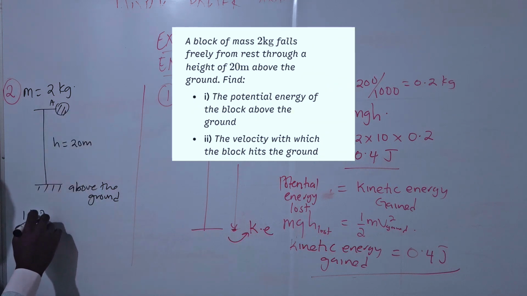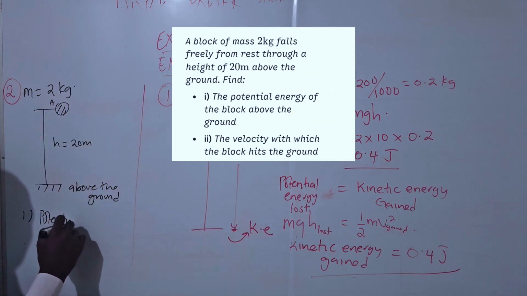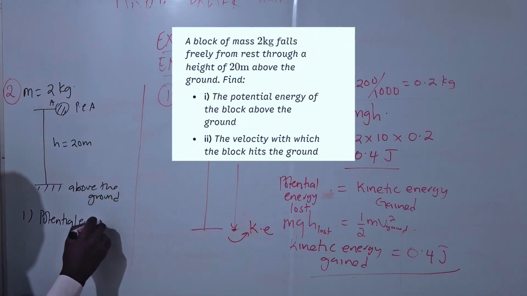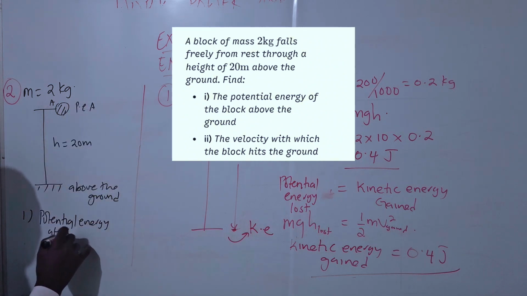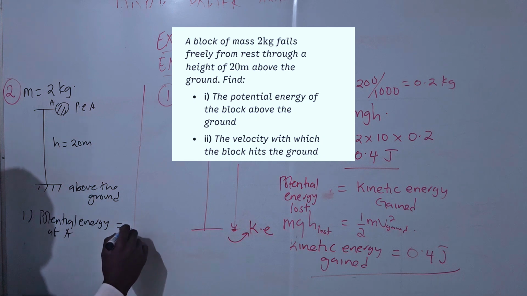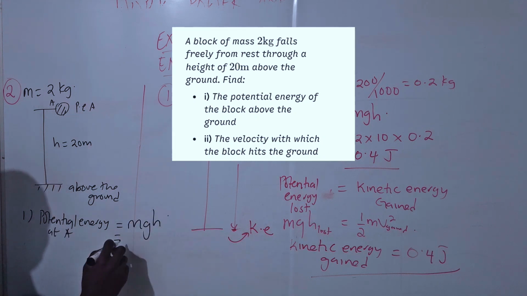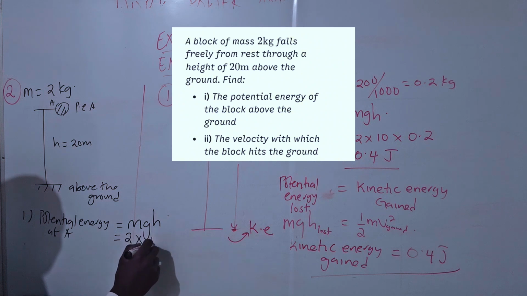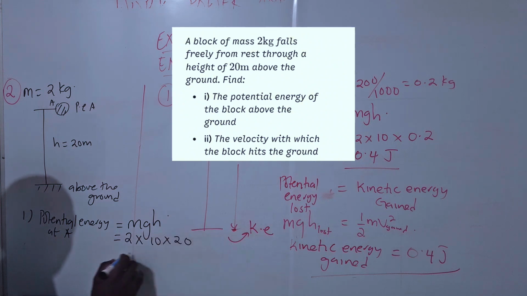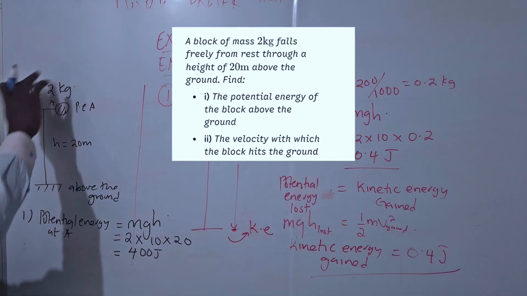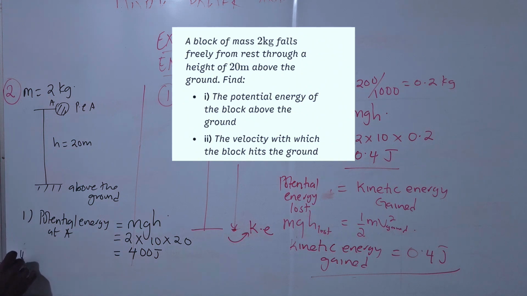So the potential energy here at A, because that is the point where it is above the ground, is going to be mgh, which is the mass 2 times 10 times 20. 2 times 2, that is 4, 0 times 0, so 400 joules. This is its potential energy above the ground.